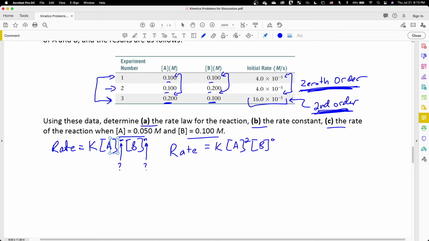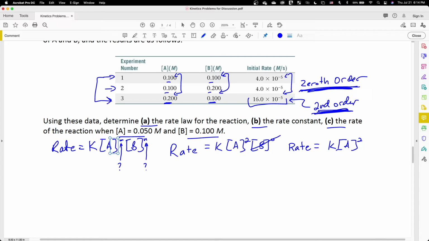What makes it even easier is that whenever you take any number and raise it to the 0, it becomes 1. So you don't even have to write that anymore. So really now our rate equation or rate law is rate equals K times the concentration of A to the second. We don't have to worry about B anymore. In this particular reaction, the rate is independent of B, right? It doesn't matter what B's concentration is, okay?